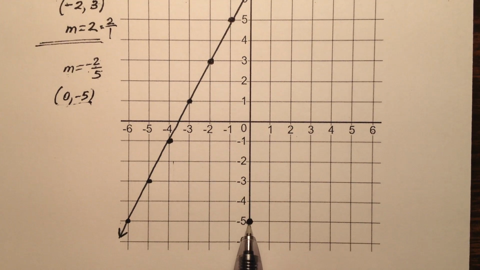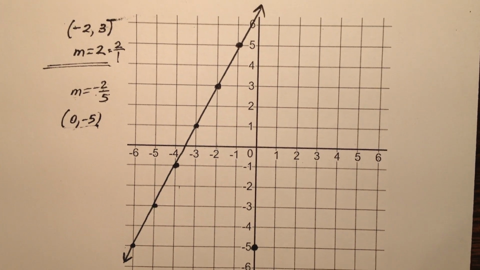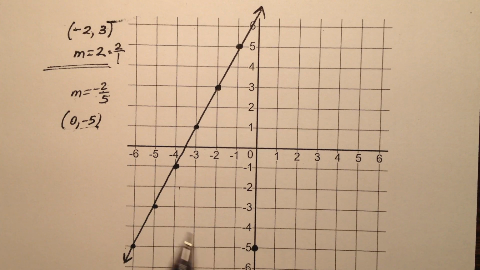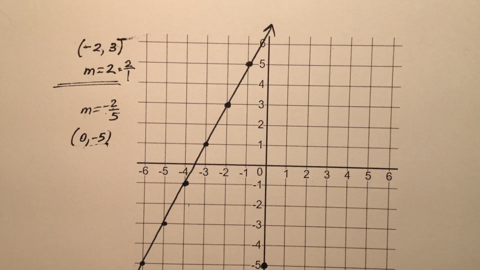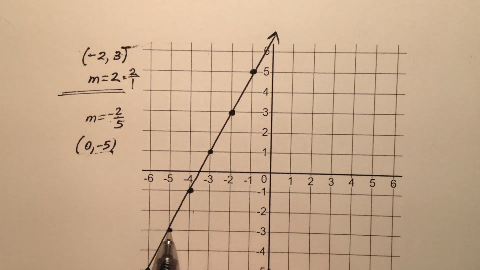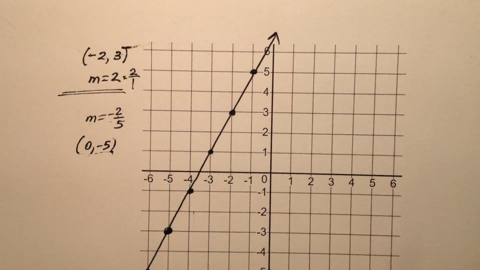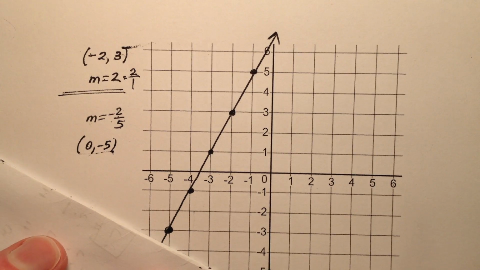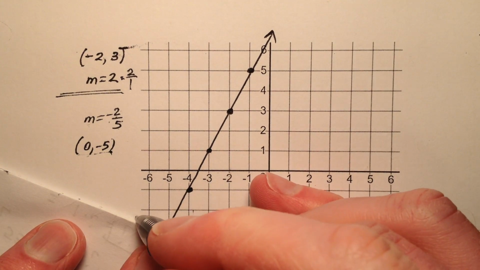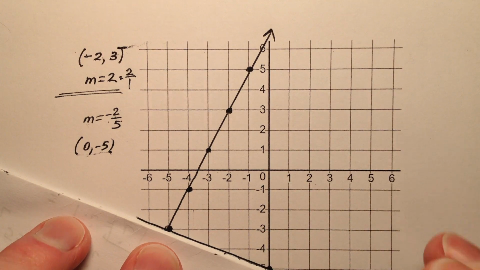So I notice I can't go down 2 and over 5 because I've run out of graph, but I do know I'm going to have a downward slope here. It's a negative slope, so it's going to go downhill as I run from left to right. So I can't go right, so let's go left. So I'm going to come up 2 and back 5. Here's this other point. And that right there will be the point that they share. So let's grab the handy-dandy straight edge here. Go ahead and draw this line.